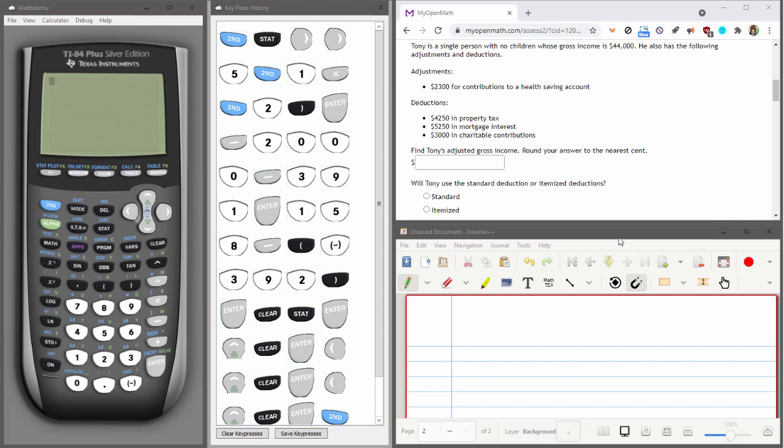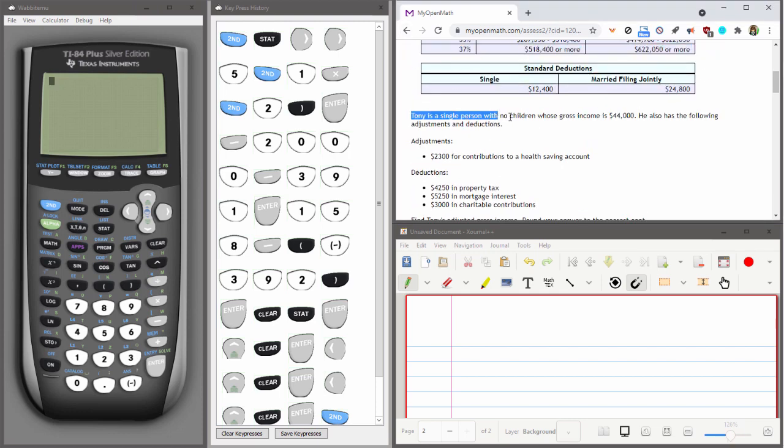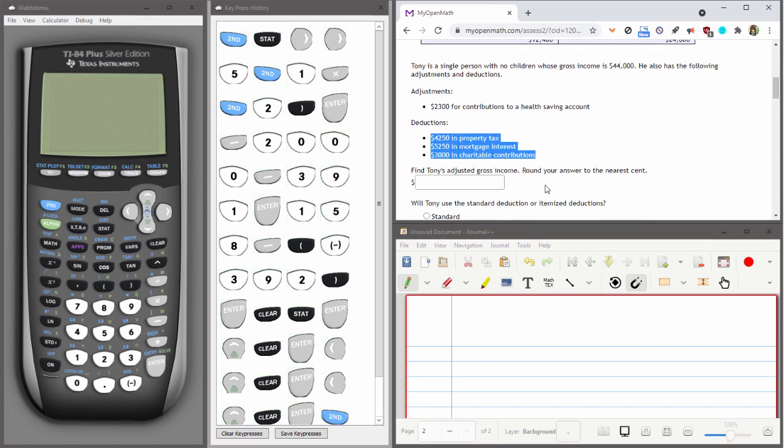In this exercise, we're given the following tax scenario. Tony is a single person with no children whose gross income is $44,000. He also has adjustments and deductions. He has an adjustment of $2,300 and all of these potential itemized tax deductions.